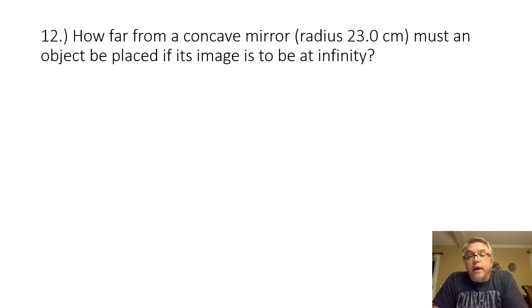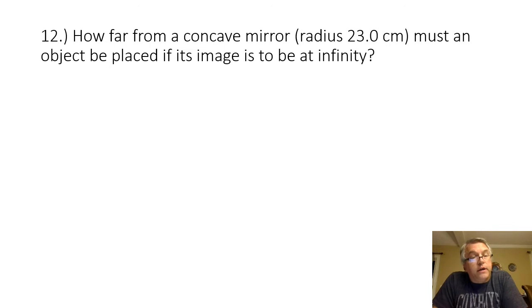Remember that an image is at infinity for a concave mirror when the object is at the focal point. So when the object distance equals the focal length, the image is at infinity and no image is formed in the mirror.